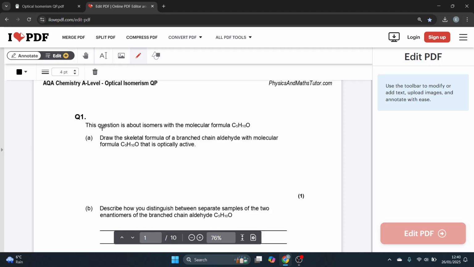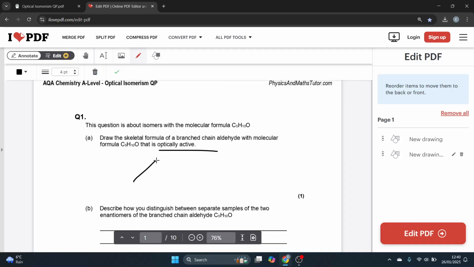So, question 1. This question is about isomers with a molecular formula. I draw the skeletal formula of the one which is optically active. So, optically active means a chiral carbon. So, if I've got a carbon, if I go like this, and I've got this, and then the double bond O here.